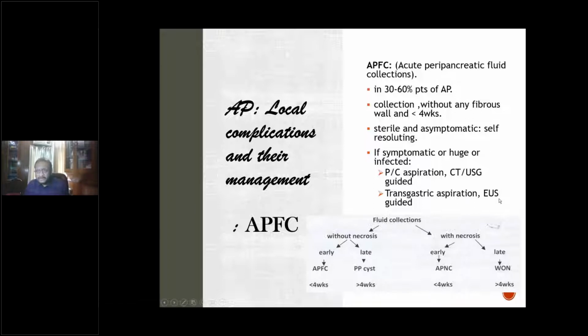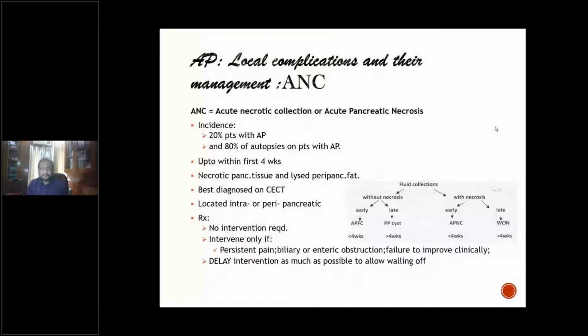So remember, before the first 4 weeks, because there's no fibrous wall, you have to tread very, very cautiously and wait and watch, unless there is something impending, causing severe symptoms to the patient. Do not do anything. If there is, then do the minimum possible, and that is just aspiration or transgastric aspiration through the cyst, either percutaneous or transgastric aspiration, right?